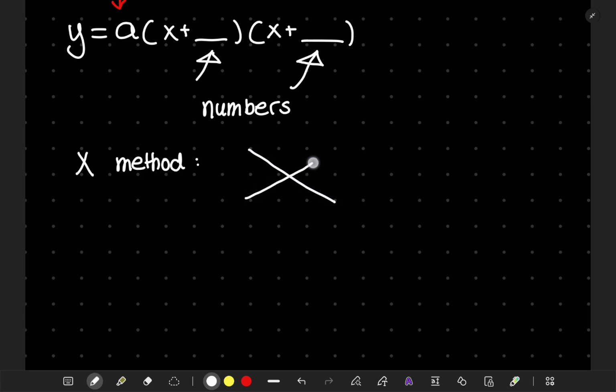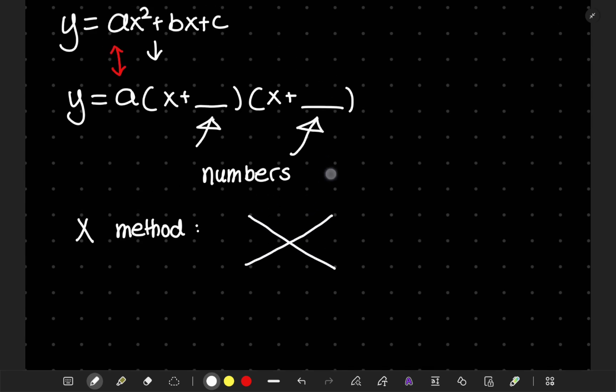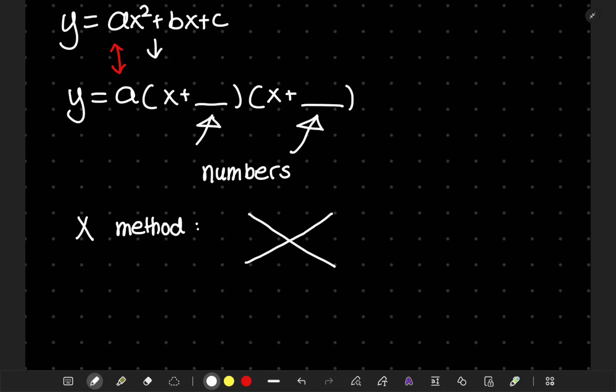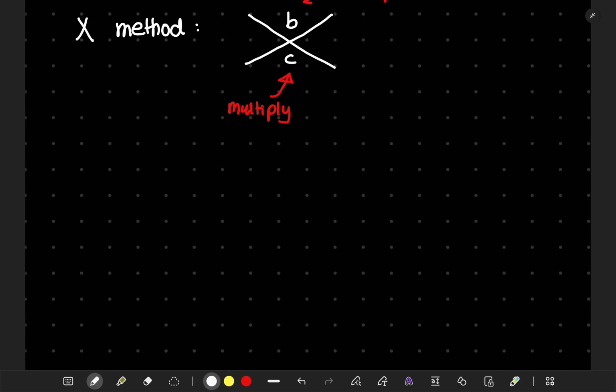You take the X, and essentially what you want is two things: you want B and C. What this means is that you're trying to find two numbers that multiply to C. So you're asking yourself, what are two numbers that can possibly multiply out to C? And those same two numbers are going to add up to B. So let's just do an example, because seeing an example can help.